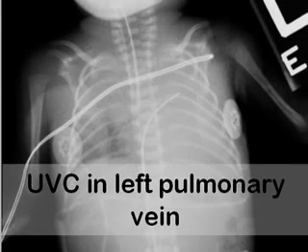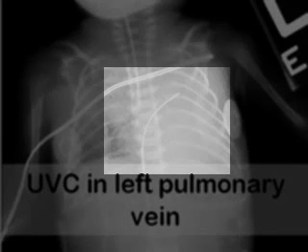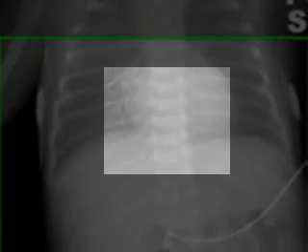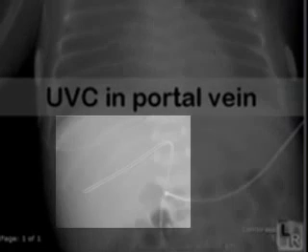Here's another umbilical venous catheter. This one extends out into a left pulmonary vein. This is an example of an umbilical venous catheter that extends to the right into a portal vein.